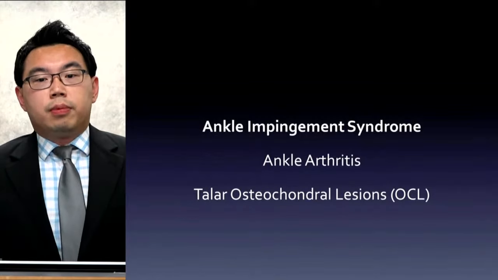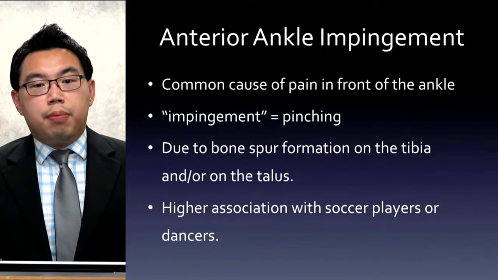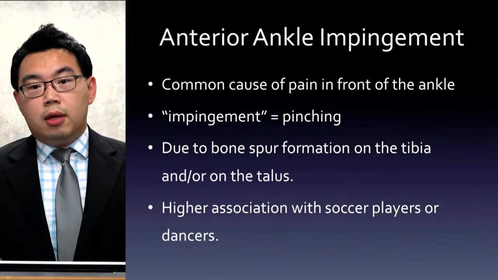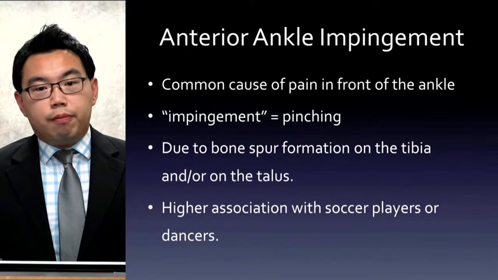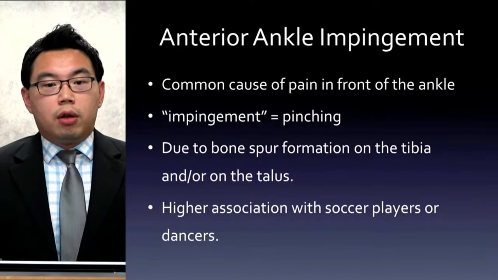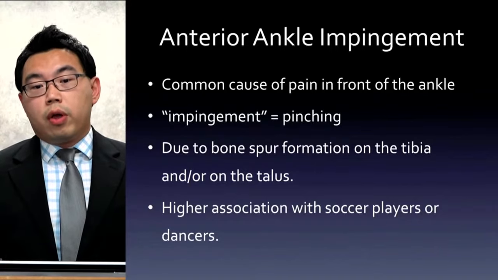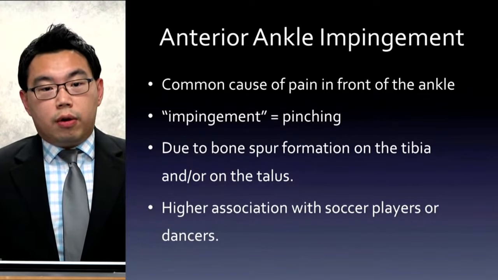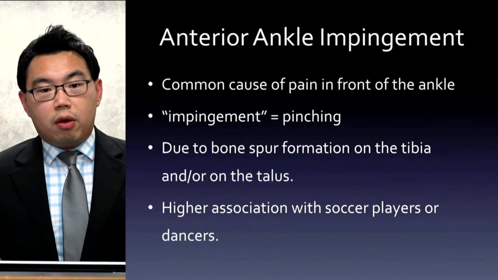We'll talk about ankle impingement syndrome first. So what is ankle impingement syndrome? When we talk about impingement, it means pinching. Ankle impingement means there is some kind of bone formation on the front of the ankle, whether it's on the undersurface of the tibia or on the top of the talus. So every time you are moving your ankle up, or toeing up, you're essentially hitting bone on bone, and that causes a lot of pain and swelling in the front of the ankle.